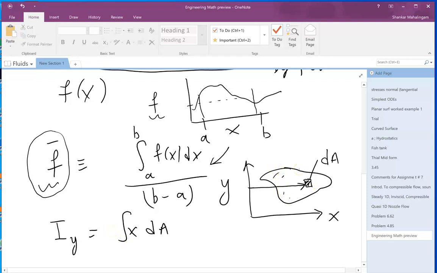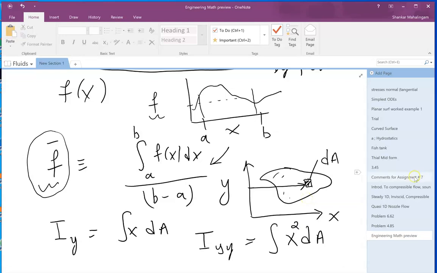All right, so this will give me what's called the first moment of area. And likewise, if I take the same quantity as the previous picture, but instead of multiplying by x, I multiply by x squared, I would get what's called the second moment of this area function. And this is a quantity that'll come in handy in analyzing hydrostatics situations. And keep in mind, the units of this quantity I sub y should be consistent with the units of the quantity on the right-hand side.